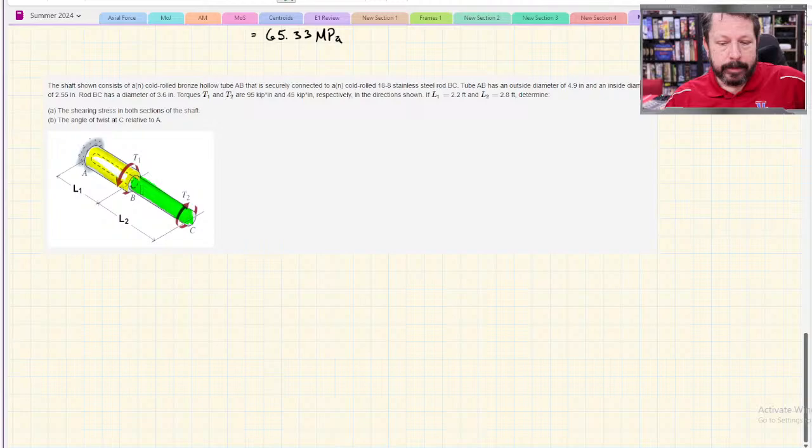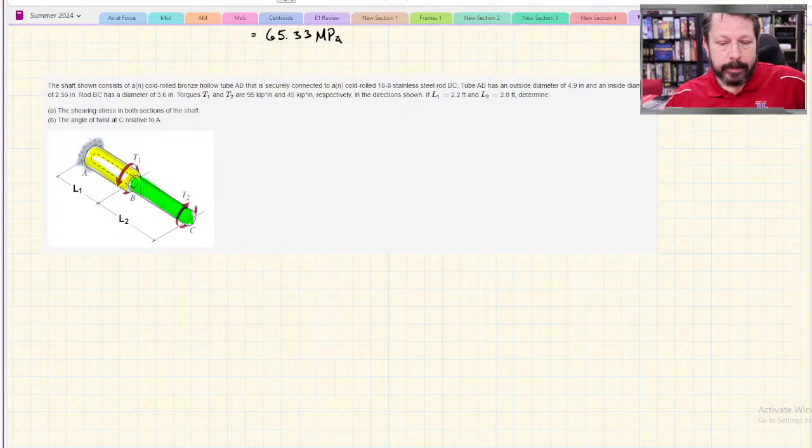And then we have some dimensions. Tube AB has an outer and inside diameter. Rod BC has a diameter of 3.6. We've got some torques, and we have some lengths. We don't need the lengths right now because we're not doing angle of twist. So we want to find the shear stress in both sections, so in the bronze section and the stainless steel section. So pretty straightforward. I think I'll draw this one sideways, side view, so we can see it a little better. The 3D might be confusing.